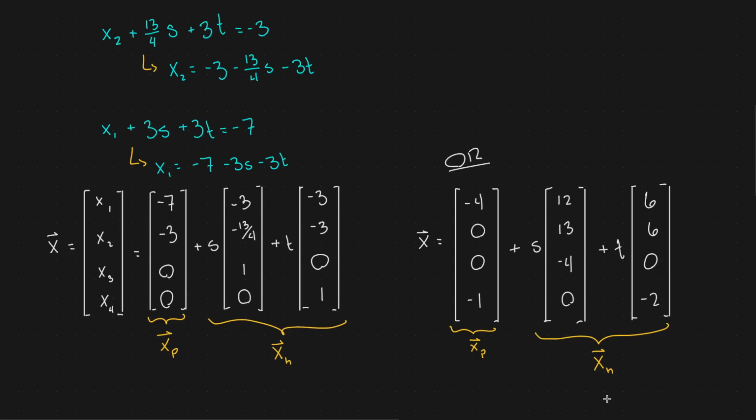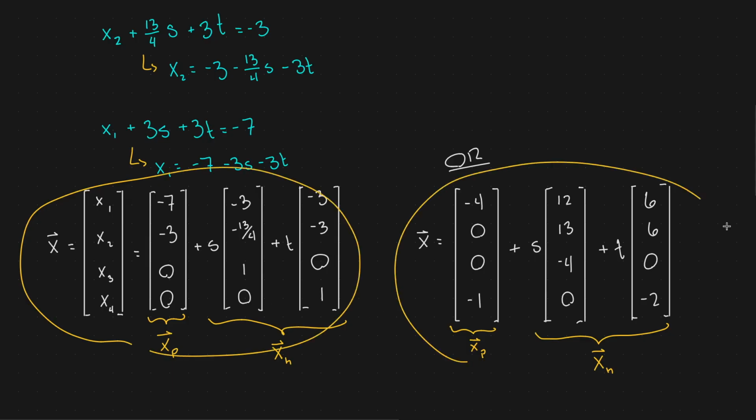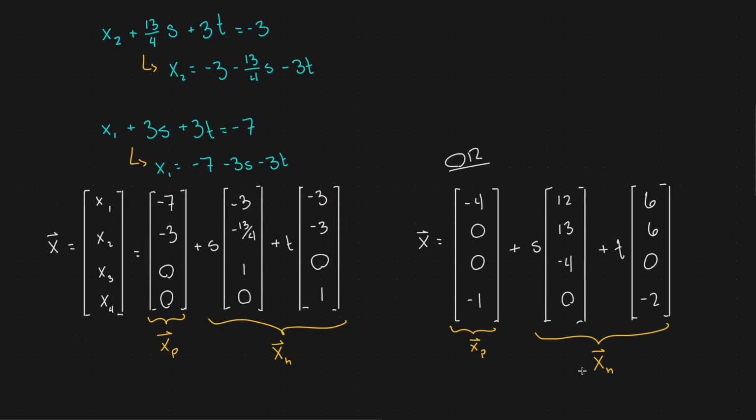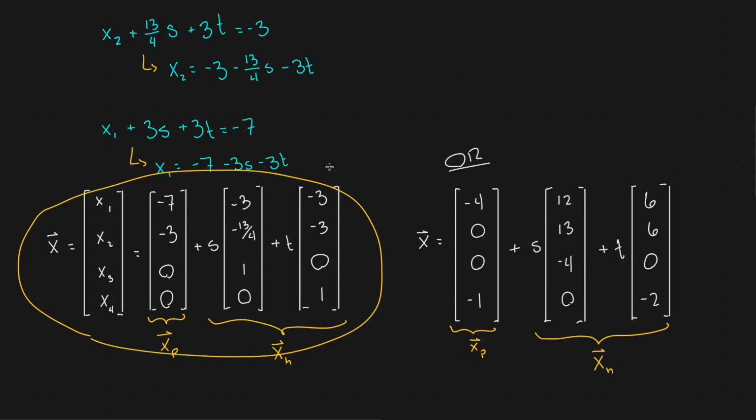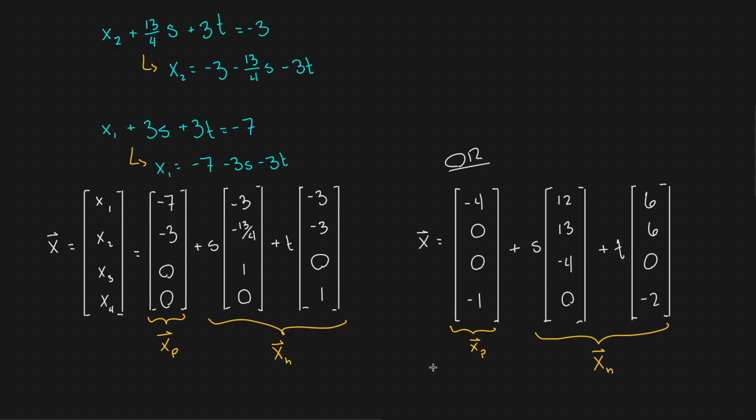Right? So the point here is that there isn't one unique representation for this solution. Both of these describe the same set of solutions. Both of these solve the same system. Any point, any solution that can be described by this solution here can also be described by this solution here. We would just use different s's and t's. Okay?